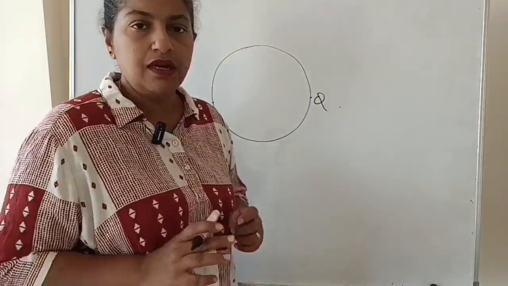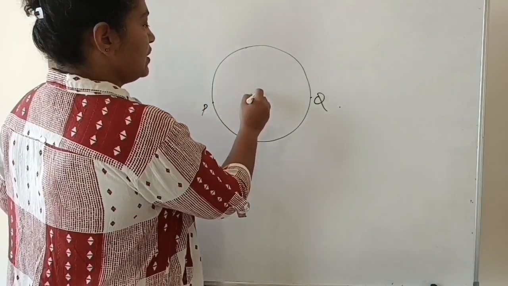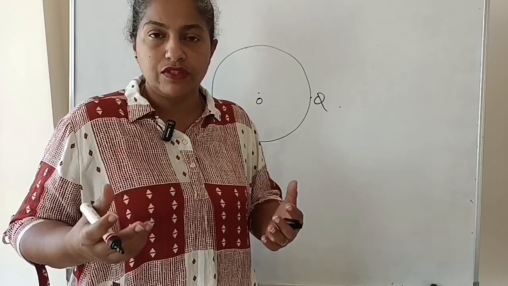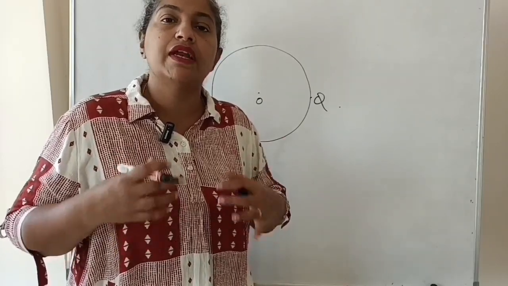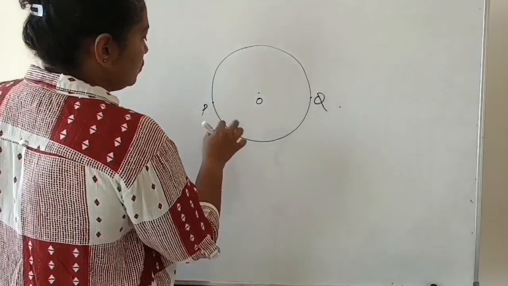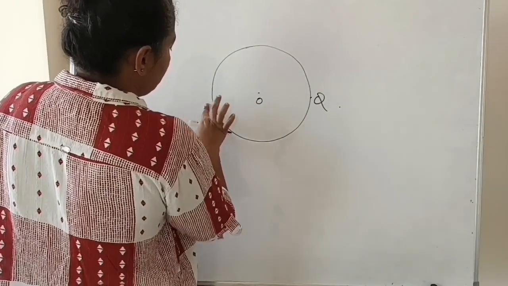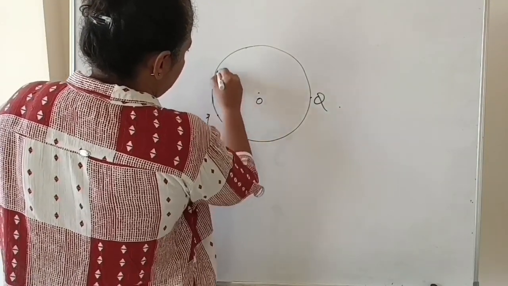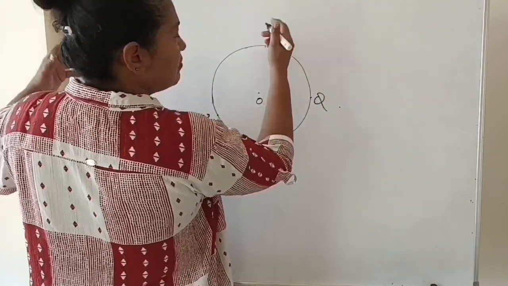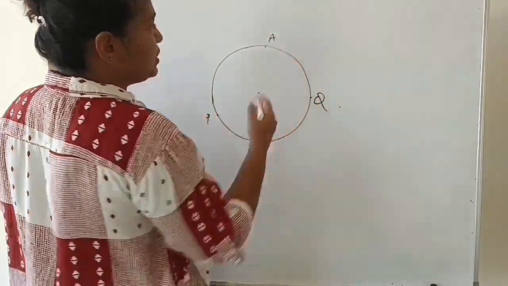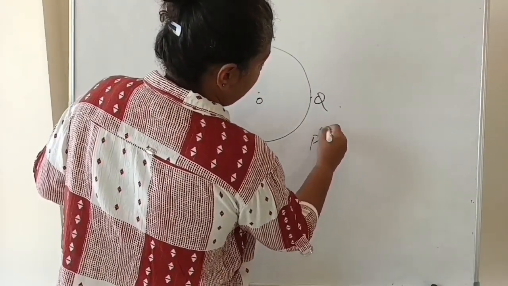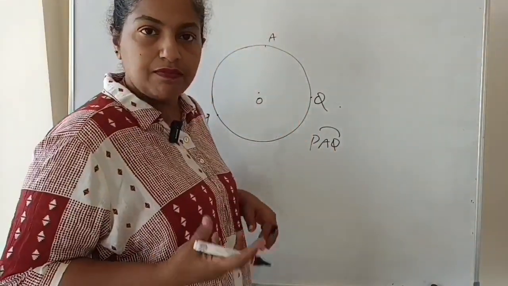So this is a circle, a random circle with a center O. And P and Q are 2 points on the circumference of the circle, which are dividing the circumference into 2 arcs. Let me put P over here. When I am naming a major arc, I will put one more alphabet over here, let it be A. PAQ is a major arc and you can see that PQ is a minor arc.